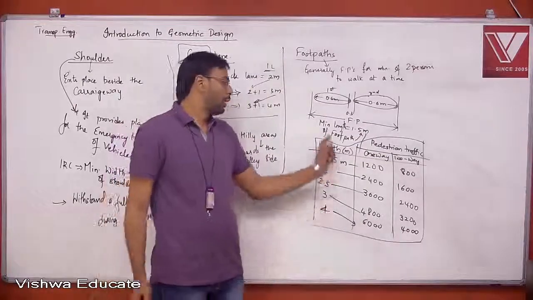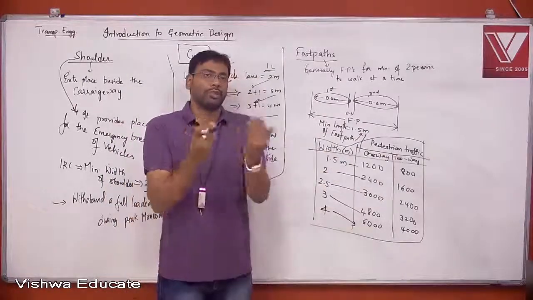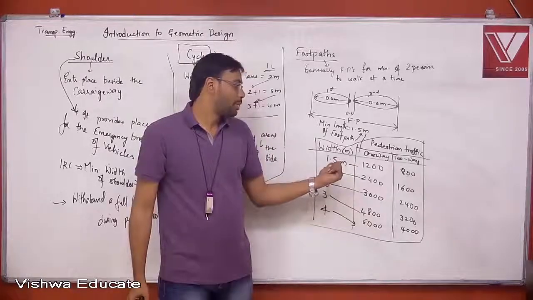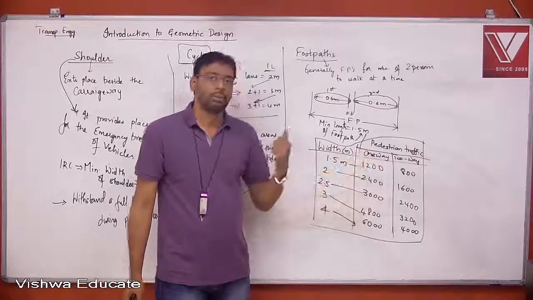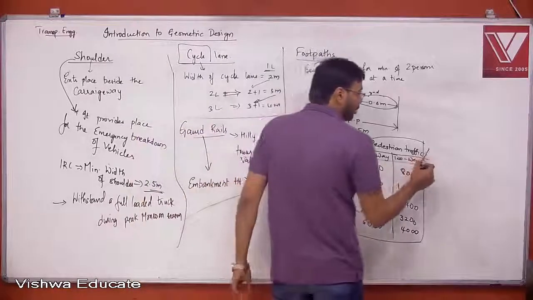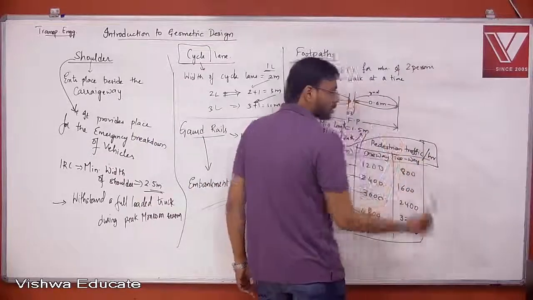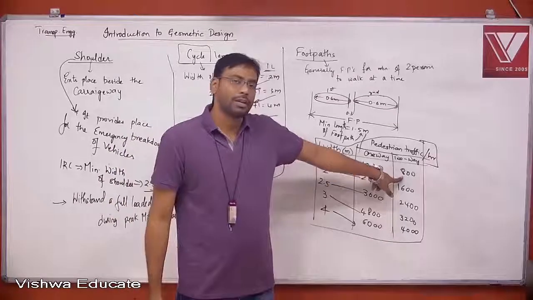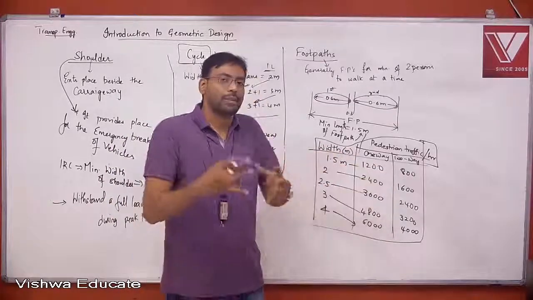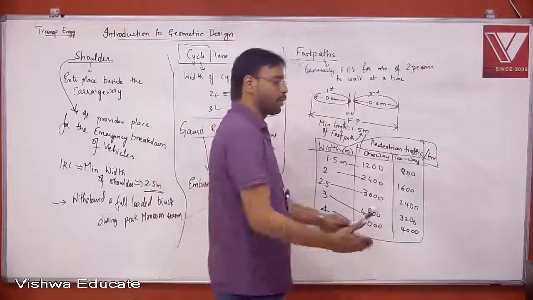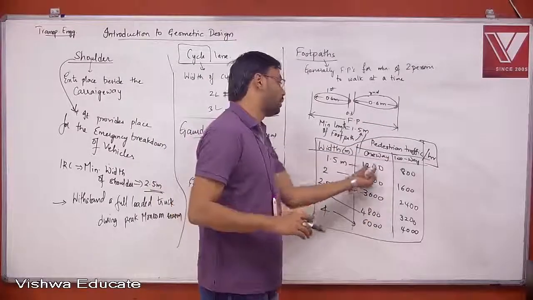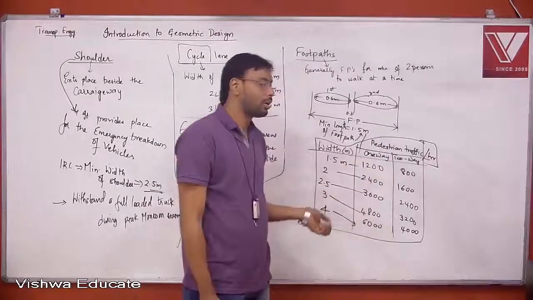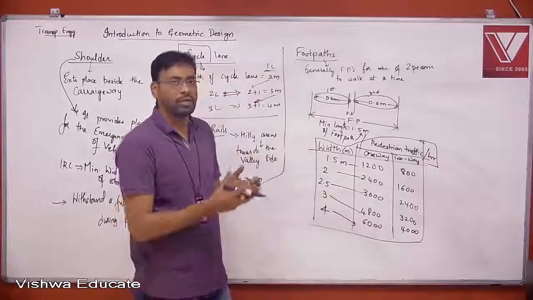Right? So based on the pedestrian volumes, for 1.5 meters, if two-way movement is there, it can accommodate only 800 pedestrians per hour. If it is one-way, obstructions will be lesser, only one-way movement, either this way or this way, so the capacity increases to 1200 pedestrian traffic per hour. So that is how we decide the footpath width.